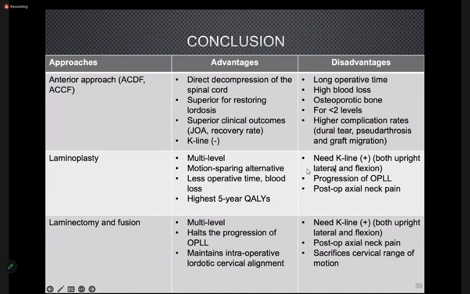But the disadvantage is that the patient has to be K-line positive, because if the K-line is negative, the spinal cord shift is inadequate after surgery, and there is progression of OPL, especially after 2 years post-operatively, and the patient may experience post-operative axial neck pain. The last one, laminectomy and fusion. This can be used in multiple levels, can halt the progression of OPL, and can maintain intraoperative lordotic cervical alignment, but the post-operative axial neck pain is a disadvantage, and the patient has to sacrifice cervical range of motion.